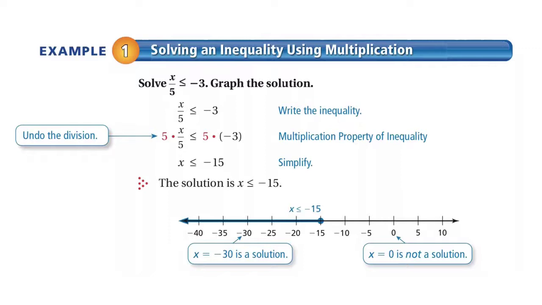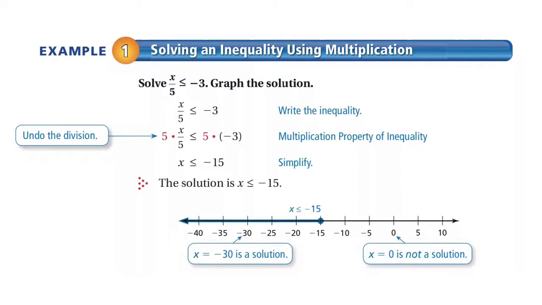When we multiply the left-hand side by 5, we do get x all by itself. When we multiply the right-hand side by 5, negative 3 becomes negative 15. That symbol in the middle, less than or equal to, stays the same throughout the whole problem. So the solution is x is less than or equal to negative 15.